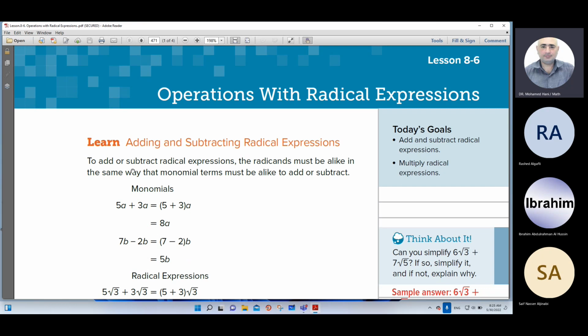To add or subtract radical expressions, the radicals must be like in the same way. Who can remember the meaning of the radicals? The number inside the square root. The name of this number is what? Radicals.